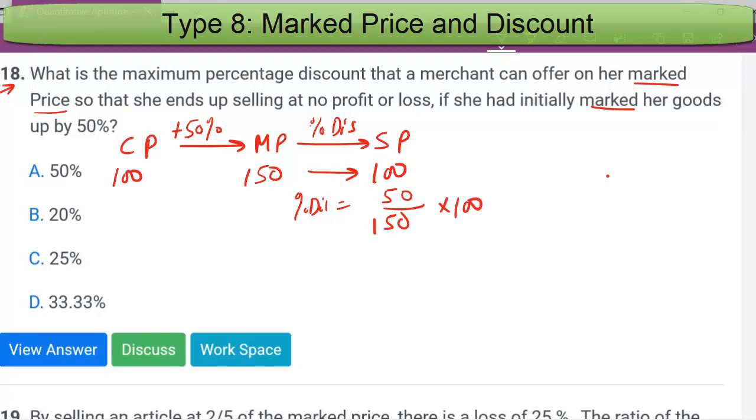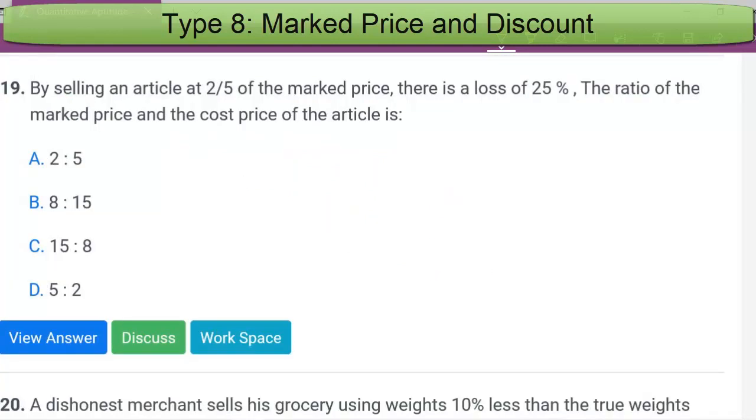So straightforward, you got 1 by 3 into 100, that means 33.33%, right? So D is the answer. Take one more question of this type.